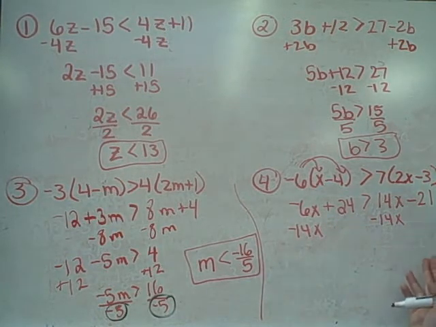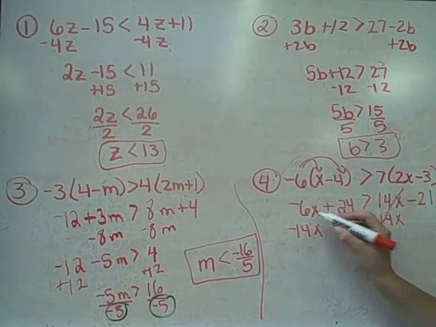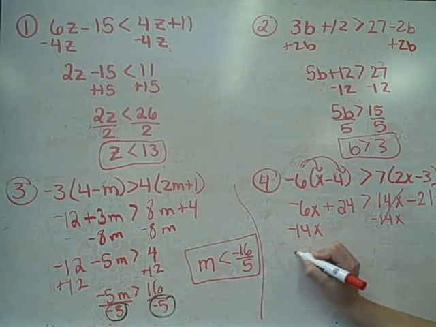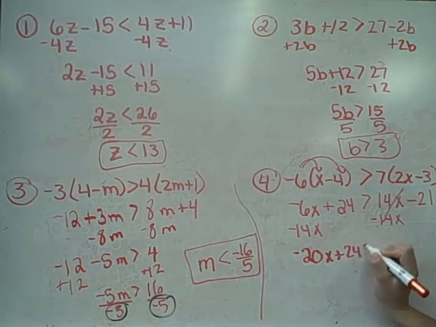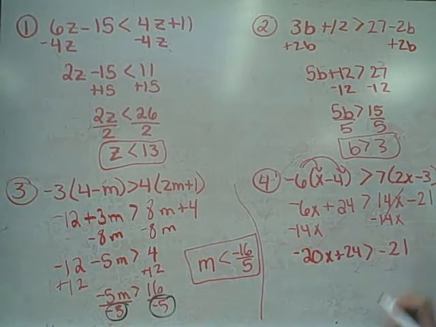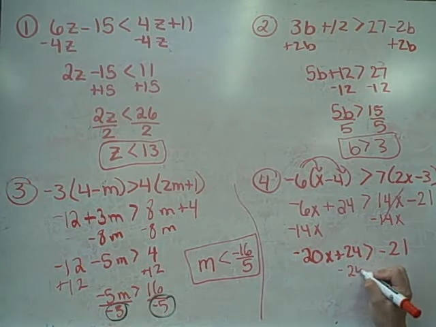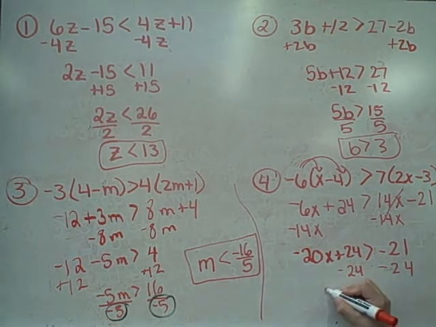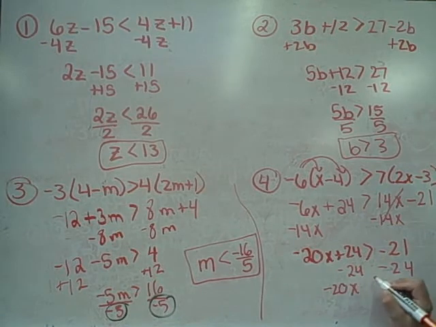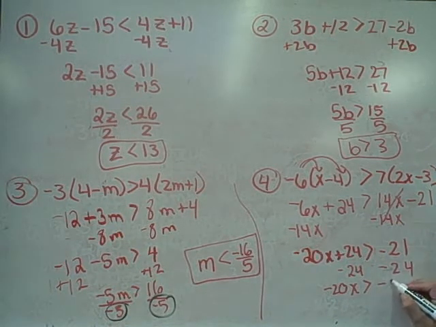It does not matter which side you put them on. So negative 6, negative 14 gives me a negative 20x plus 24 being greater than a negative 21. If I subtract 24 from both sides, okay, I end up with a negative 20x being greater than a negative 45.